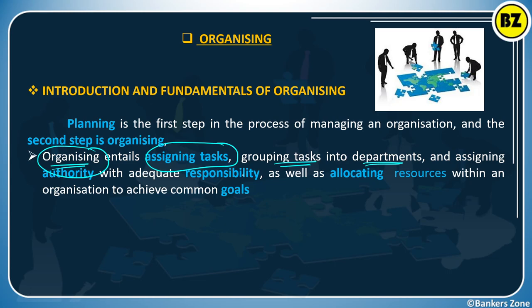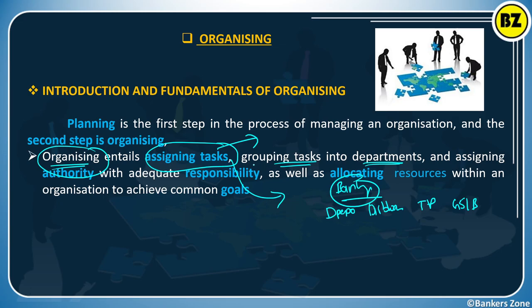For example, we have different tasks. The best example is banking. We have the task of mobilizing deposits for the bank. We have to disburse loans to customers. We also have to source third party products. We also have to implement government business, government schemes. So as a bank we have different tasks.